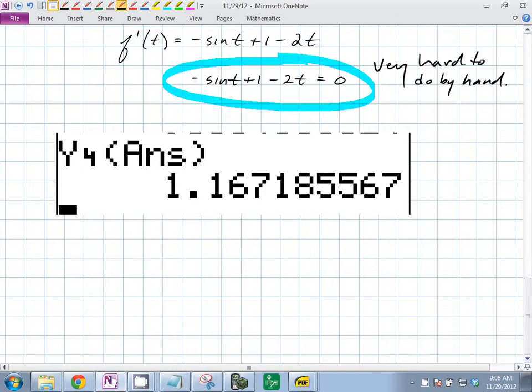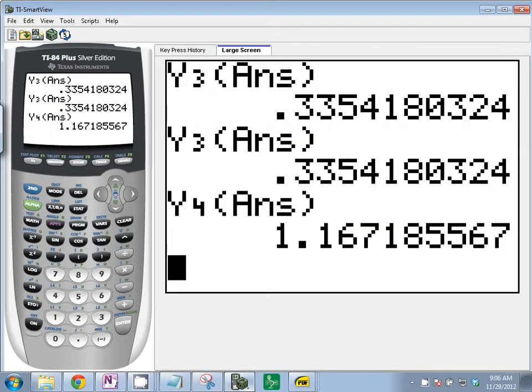It's a little challenging because what was our last one? 0.3354118. You see this last one right here? So we need to do y3 again. Let's do y3 again.